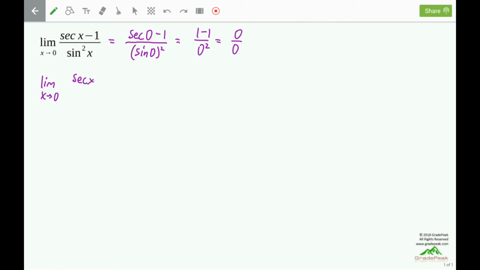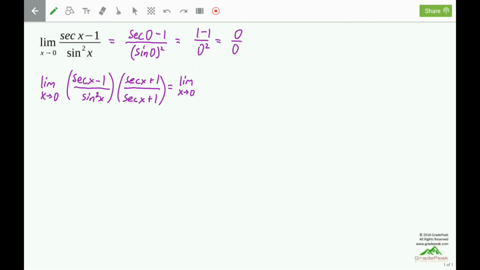And we have secant of x minus 1 over sine squared of x times the trig conjugate of the trig combination. The trig conjugate are the same two terms but opposite sign between them. So that'll be sec of x plus 1. I'm going to multiply the numerator and denominator both by that. That's a form of 1, so we don't change the value, we just change the look.